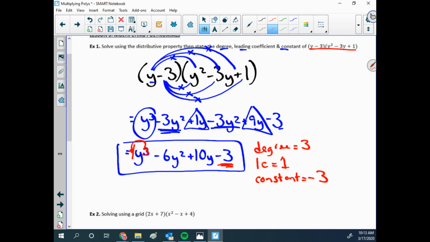Okay, so that's solving using distributive property. You cannot, for anything larger than a binomial being multiplied by a binomial, so like this example, because this is a binomial by a trinomial, you cannot use FOIL. FOIL will not work in this circumstance because FOIL only tells you to multiply out 4 times. Here, we had to multiply out 6 times. So FOIL is kind of limited in its application.